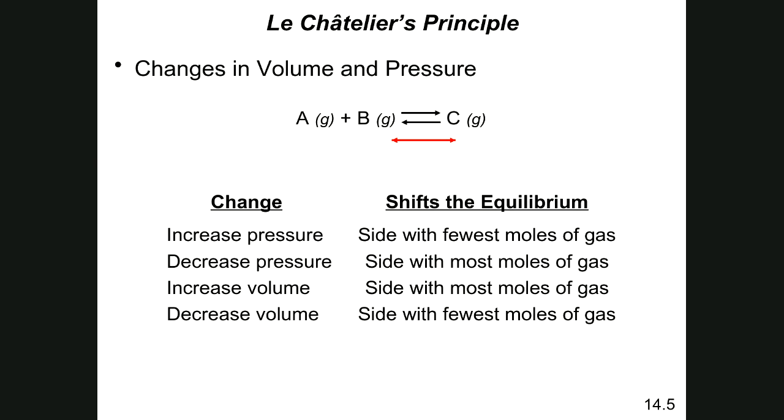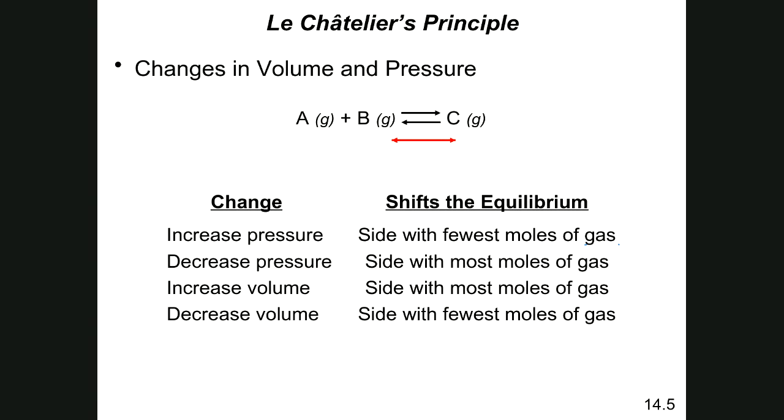What happens if you change the pressure? If you increase the pressure, the side with the fewest moles of gas is going to form. If you increase the pressure, you get a smaller number of moles of gas, because if you get less number of moles of gas, then you are going to save space.